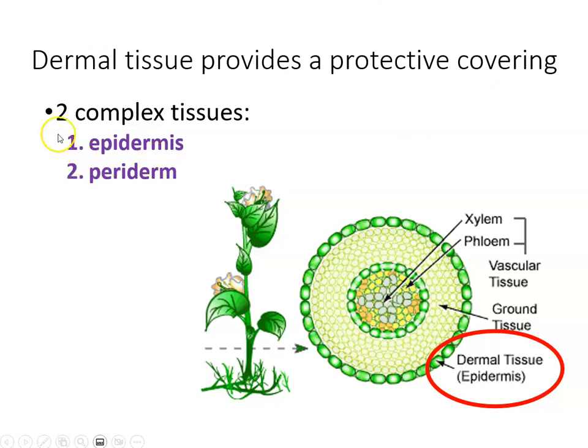So this is a summary of what we just talked about, but giving a visual here to show you where that dermal tissue might be located. This is showing the cross section of the stem. So now we're going to learn a little bit more about the two complex tissues, the epidermis and the periderm.